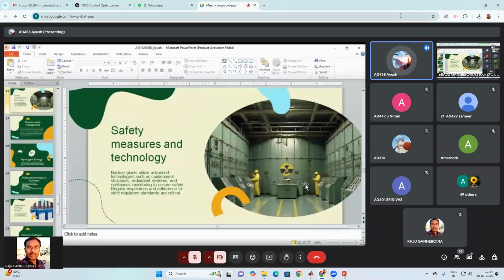So there's a very old myth that nuclear energy is very harmful to health and very dangerous and deadly. But there are different kinds of safety measures which are being taken for the nuclear reactors so that they can produce energy safely. So the safety measures and technology. Nuclear plants utilize advanced technologies such as containment structures, redundant systems, and continuous monitoring to ensure safety. Regular inspection and adherence to strict regulatory standards are critical.